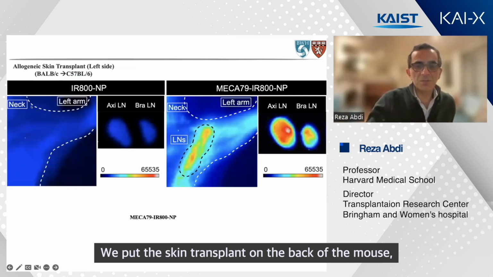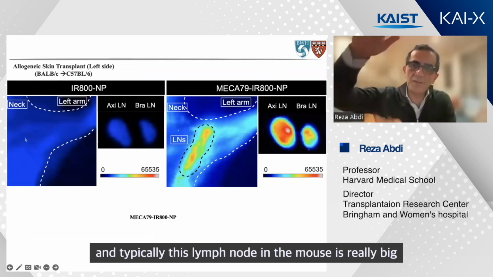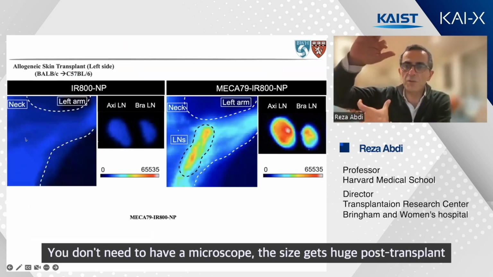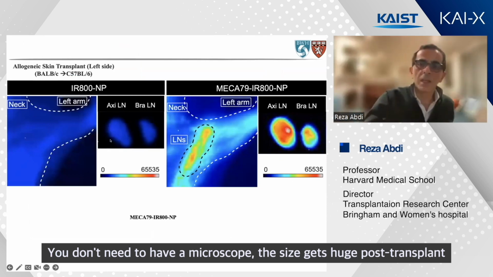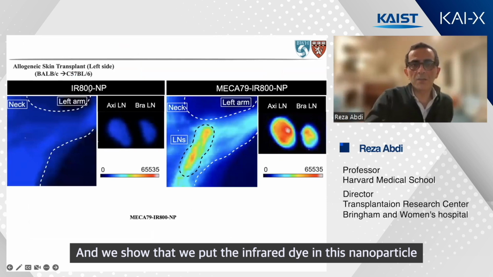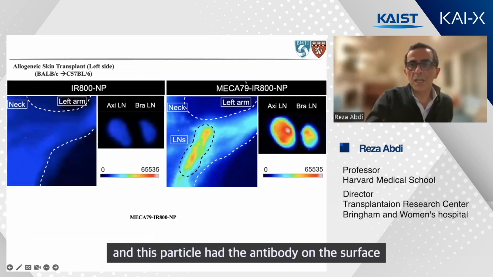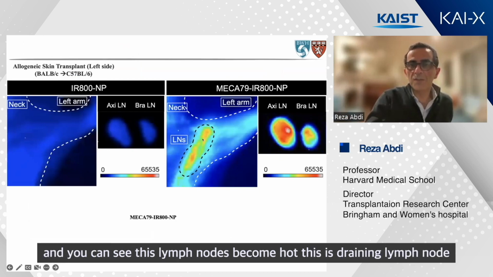And the model of choice here is basically the mouse. We put a skin transplant on the back of the mouse. And typically this lymph node in a mouse gets really big. You don't need a microscope. The size gets huge post-transplant. And we show that we put an infrared dye in this nanoparticle, and this particle had the antibody on the surface. And you can see these lymph nodes become hot. This is a draining lymph node.